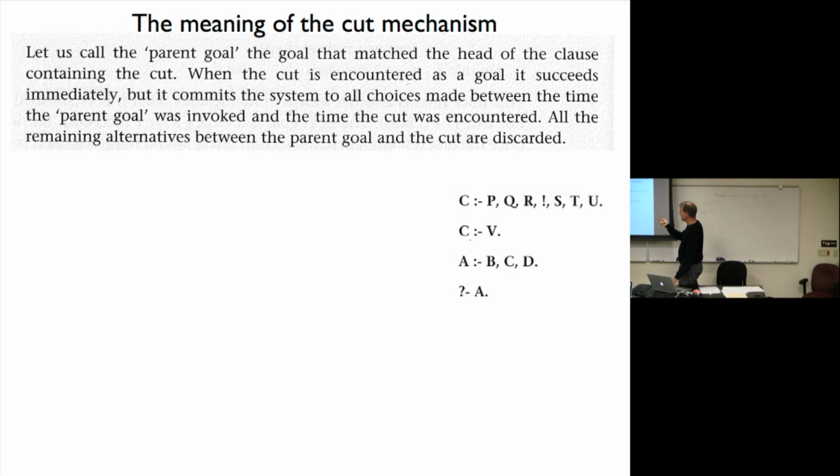So now let's see the meaning of this cut mechanism. Now here's the scenario. This is a great scenario. I've been through several Prolog books, and I really like this book by Bratko, because this is a really good explanation of the cut mechanism. Let's suppose that this is what's in our database on the right-hand side. We have the head C, if, and these are goals, P, Q, R, comma, cut, comma, S, T, U, and then we have C, if, V, and then we have A, if, B, C, D.